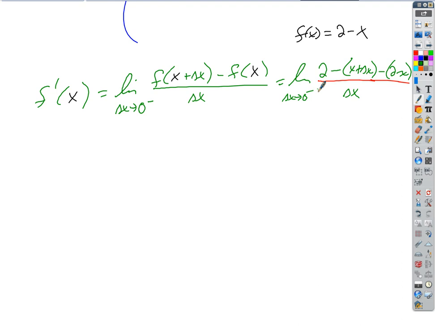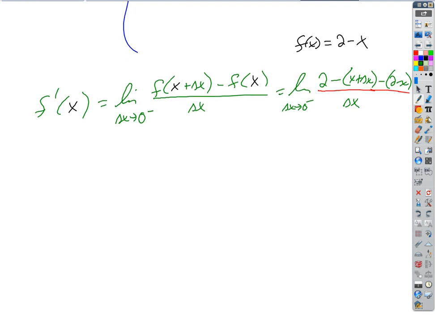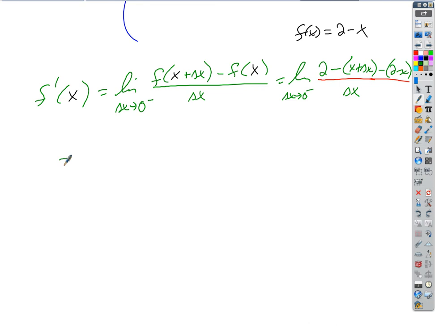Okay, so when all the dust settles there, if I distribute the negatives, what do we get on the top? 2 minus x minus delta x, minus 2 plus x, over delta x, as delta x goes to 0 from the left.